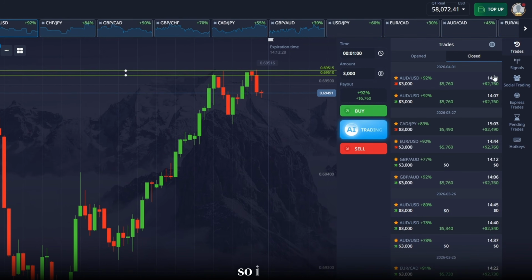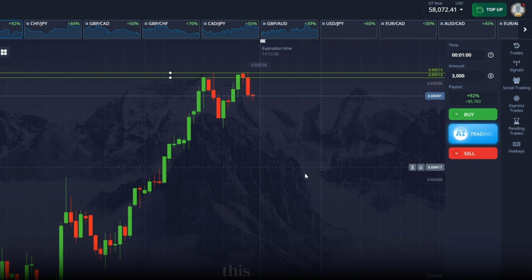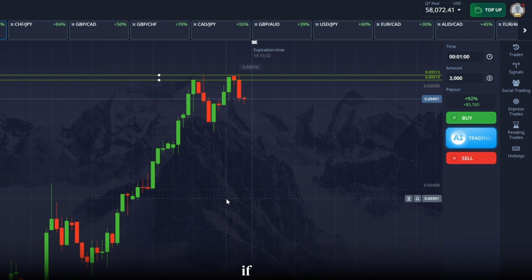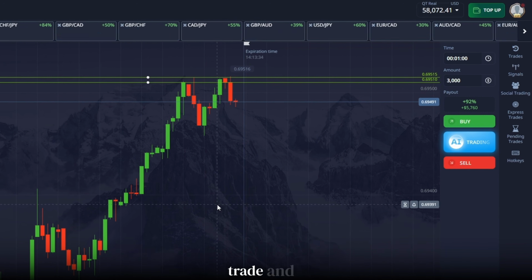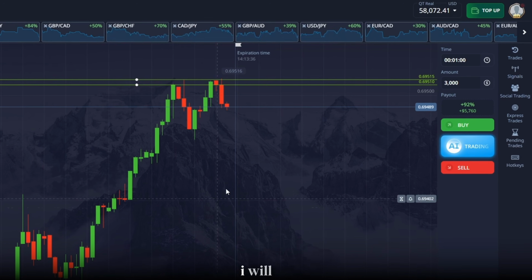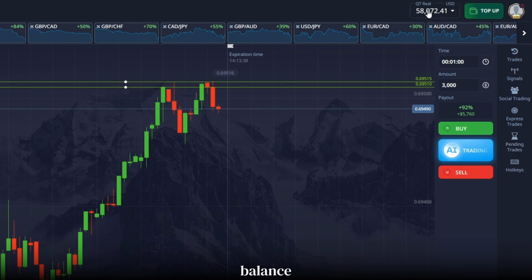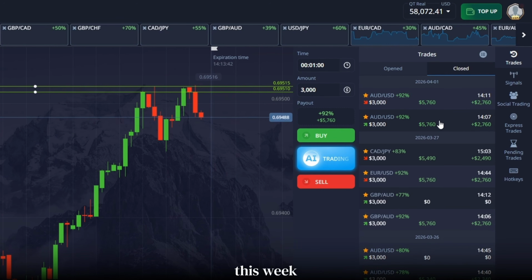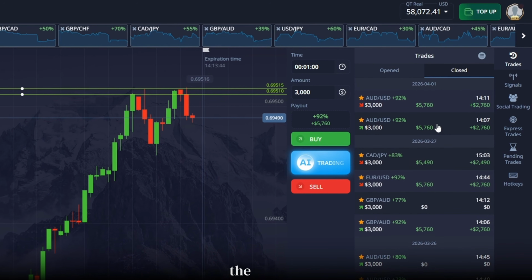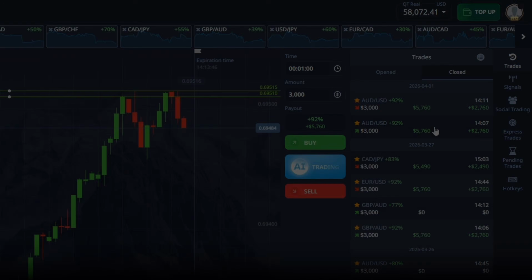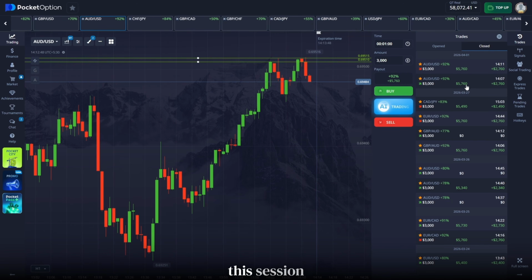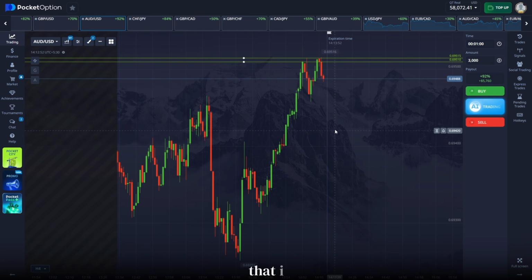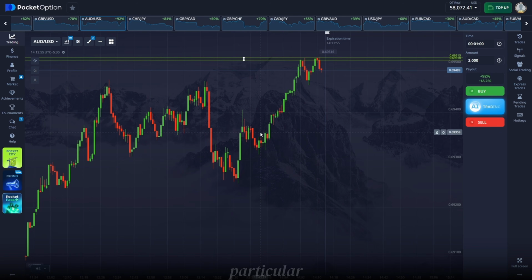So I have taken 2 trades and I will end the session here, because if I take a further trade and if I lose that trade, I will go down in this balance, which I don't want. We already made 2 successful trades, and this week the situation of the market is not really good. That's why I'm closing this session with 2 trades only, and I hope that you have learned the concept that I taught in this particular session.